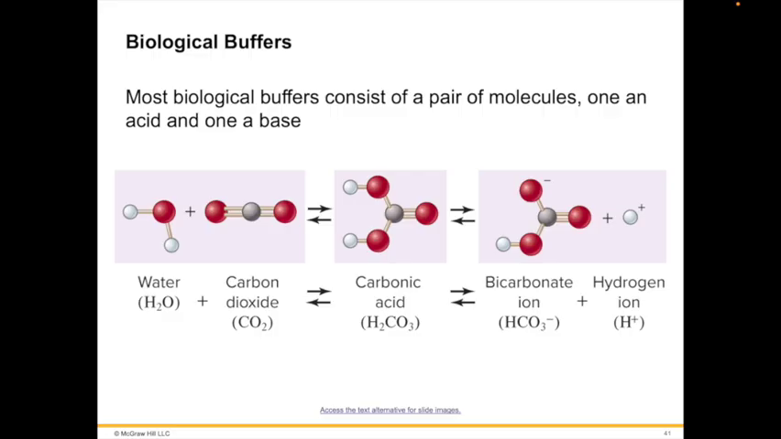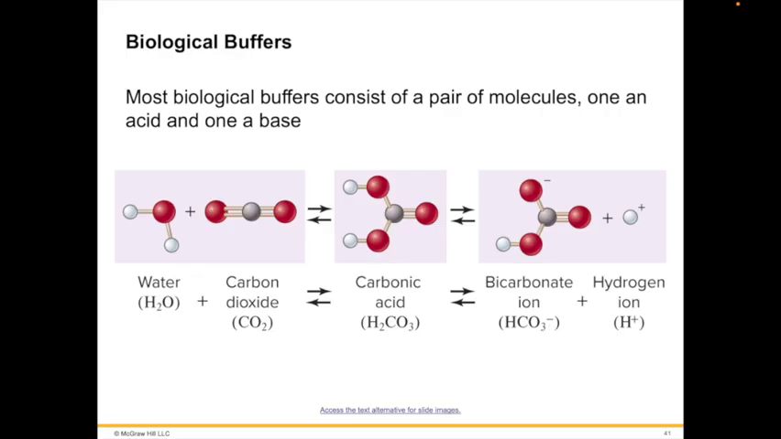Similarly, if a basic substance removes hydrogen ions from the blood, carbonic acid dissociates, releasing more hydrogen ions into the blood. The forward and reverse reactions that interconvert carbonic acid and bicarbonate thus stabilize the blood pH. So I'll say that again. Carbonic acid is H2CO3. Bicarbonate is HCO3 negative.